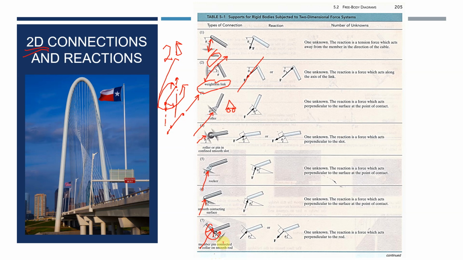By the way, I'll hasten to point that out. This one, though, if you have a moment, it'll move, so it's not in equilibrium. Same thing here. If it has a moment, it'll move. And then these, if they have a moment, they will move.